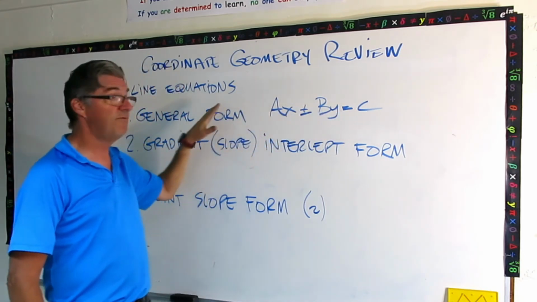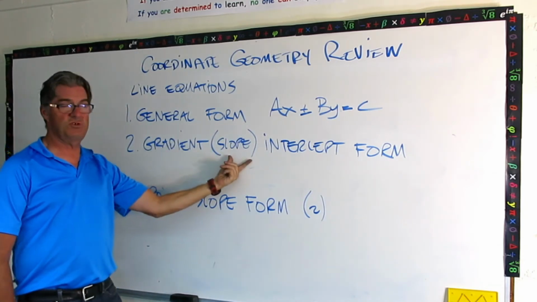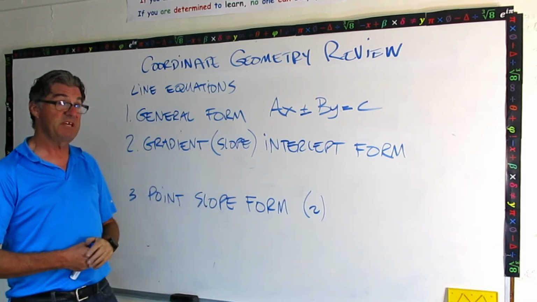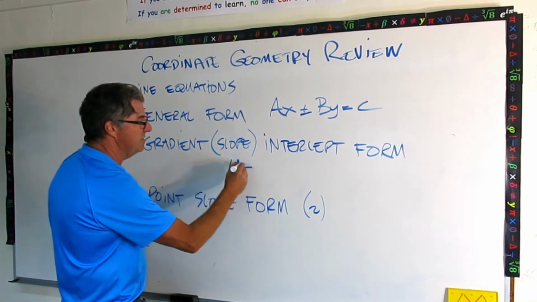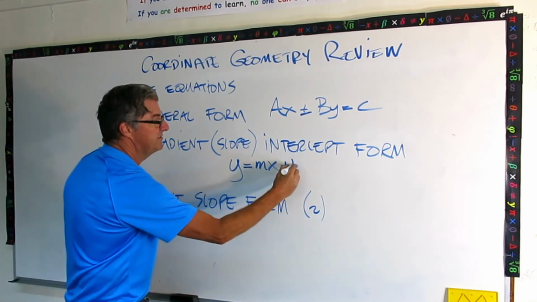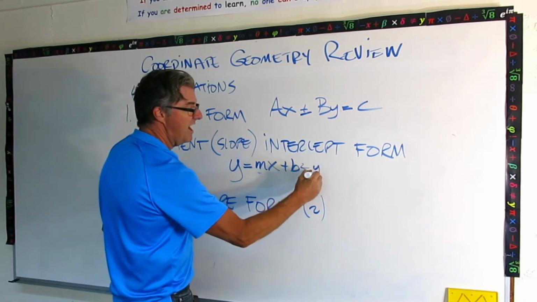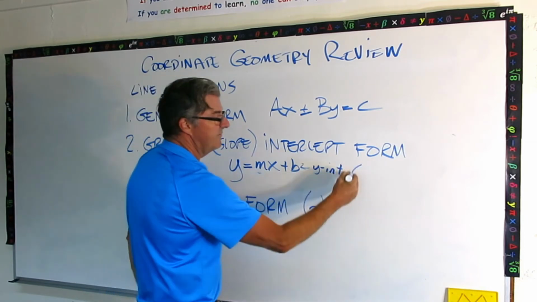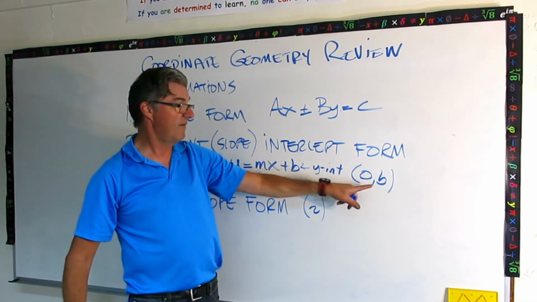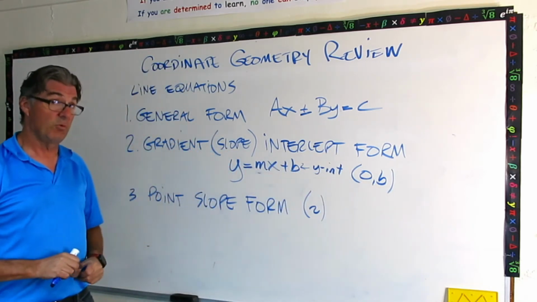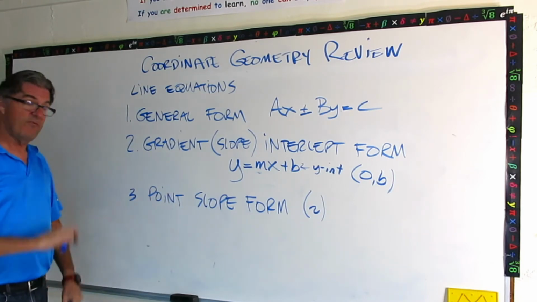Okay, so that's general form. Next we looked at gradient form, and gradient and slope, these two words mean the same thing. They can be interchangeable. So gradient intercept form looked like this: y equals mx plus b. M is slope. We've already used that letter for slope. This is the y-intercept, which is in the form of (0, b). So whatever that number is, you know that's the coordinate of the y-intercept, where the line cuts the y-axis on the coordinate plane.